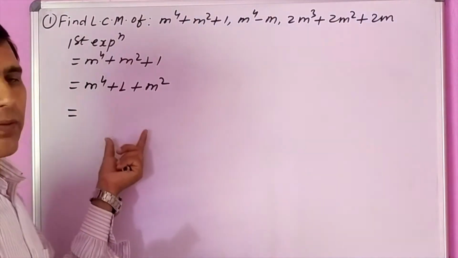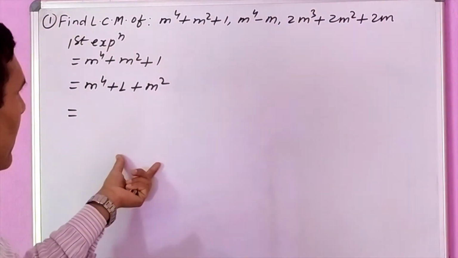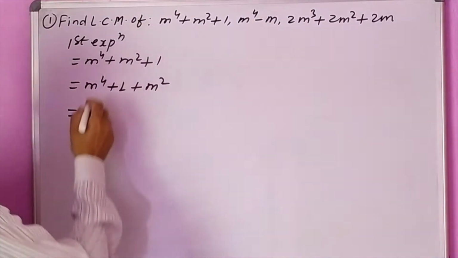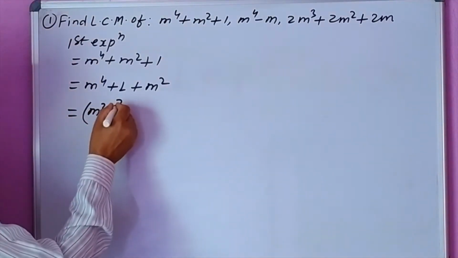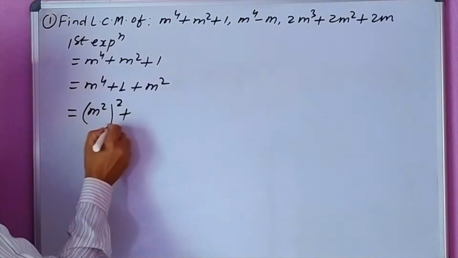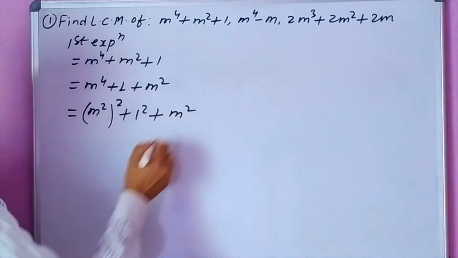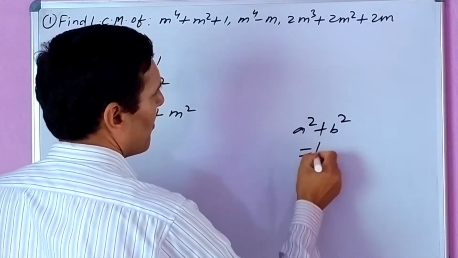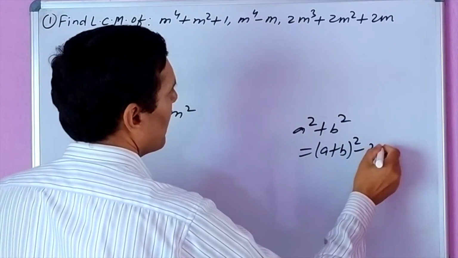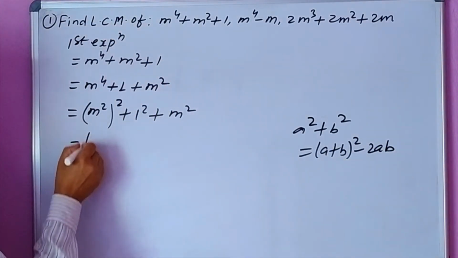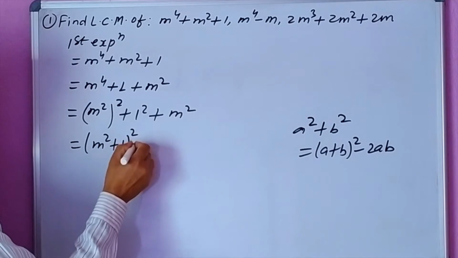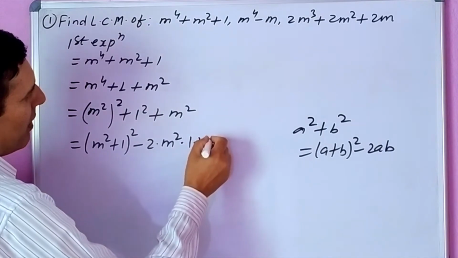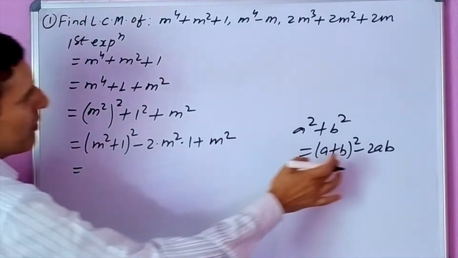The greatest power and the least power of the variable we keep together, and the middle power of the variable we keep at last. So m power 4 is m square whole square, and this 1 can be written as 1 square, and this m square as it is. In the first two terms we use the formula a square plus b square is equal to a plus b whole square minus 2ab. So it can be written as m square plus 1 whole square minus 2, where a is m square and b is 1, and plus m square as it is.